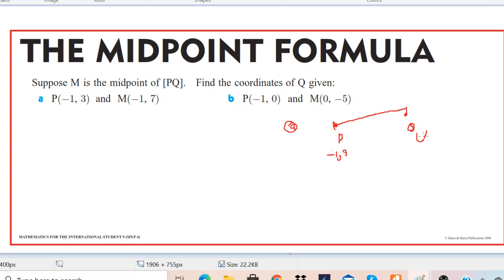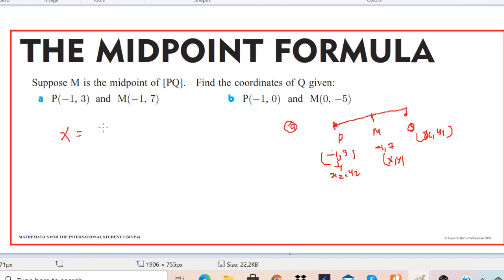So let's say Q is x1, y1. And this is given -1, 3, so we can say this is x2, y2, or vice versa. You can take any of them. And the midpoint over here is already given, which is -1, 7, and we can consider this as x, y.